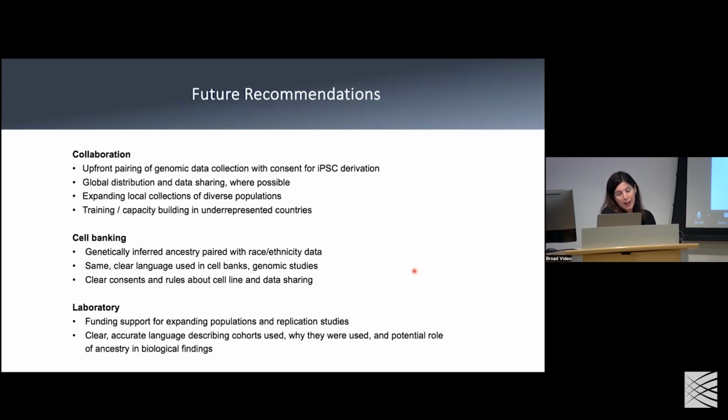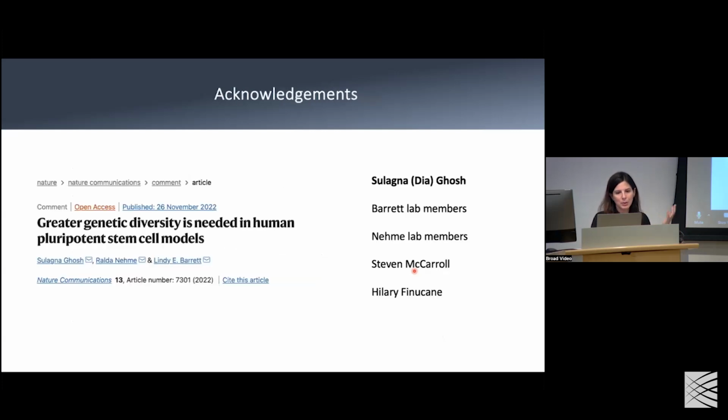Also important is clear and accurate language that describes not only the cohorts that are being used, but also why they were used and the possible role of ancestry in biological findings. This is a point that can be open to misinterpretation. We've all read in the news media how conclusions that are not made very carefully can lead to a lot of controversy and misunderstanding. So it's really important to be very careful about the conclusions that one draws and what language is used to describe this. So with this, we would like to open it up to discussion.